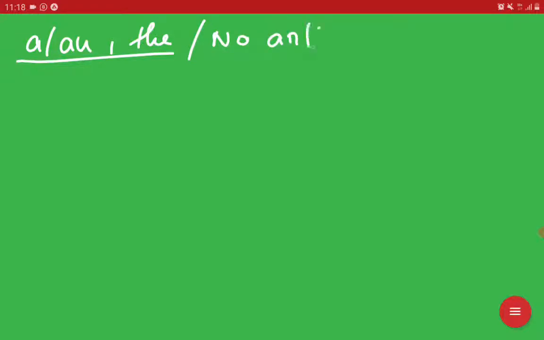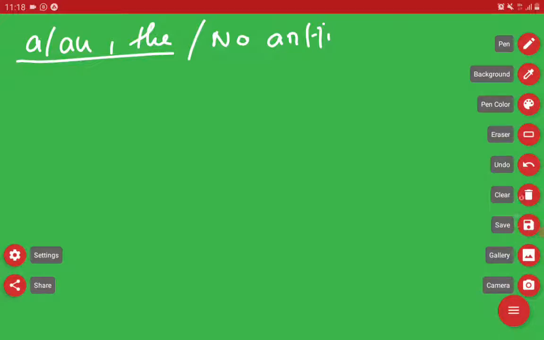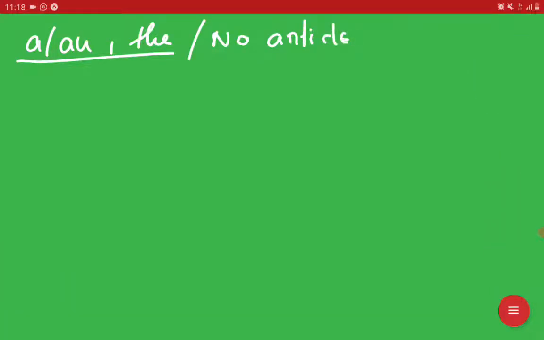Okay, so today's lesson we'll be talking about articles. When I talk about articles, I mean a, an, and the, right? And circumstances in which we may not need to use any article. That's what we'll be talking about in today's lesson. So if you have problems with when to use an article and when you don't have to use an article, this is a lesson for you. Just watch this lesson up to the end. I believe that you're going to learn a lot from it.